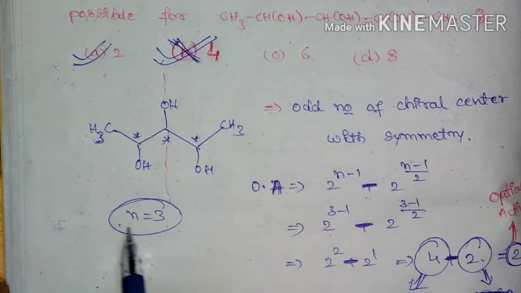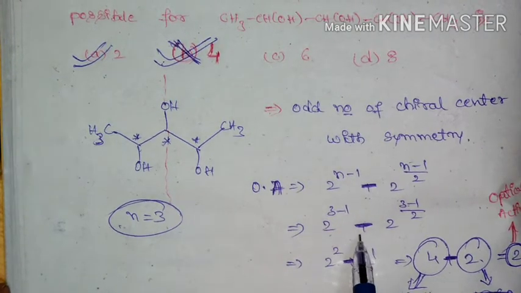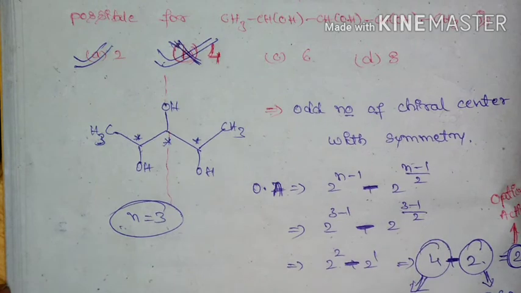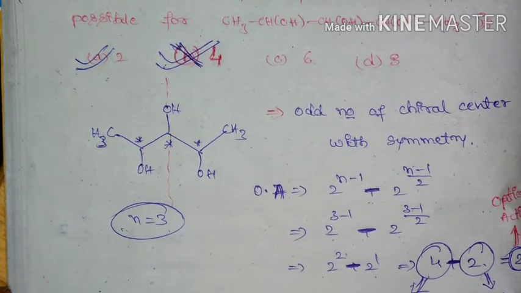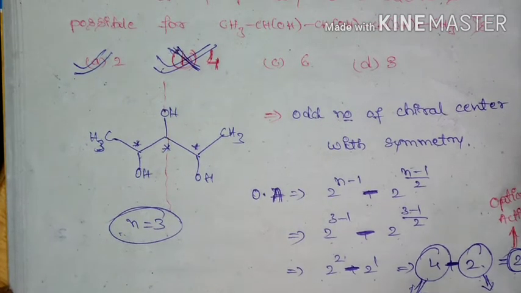So n is 3: 2 power 3 minus 1, minus 2 power (3 minus 1) by 2. We get 2 square minus 2, that is 4 minus 2. So optically active isomers is 2.